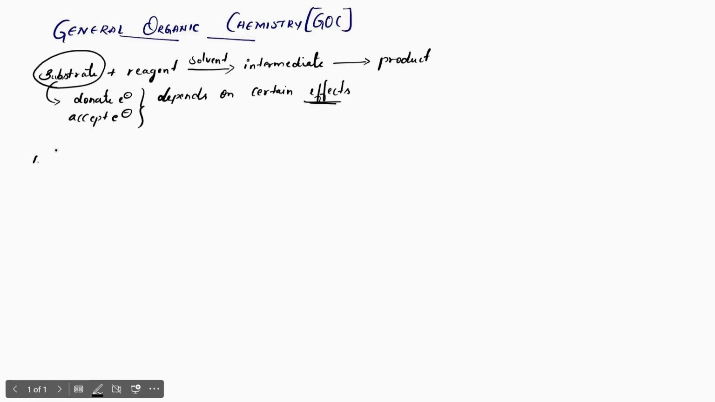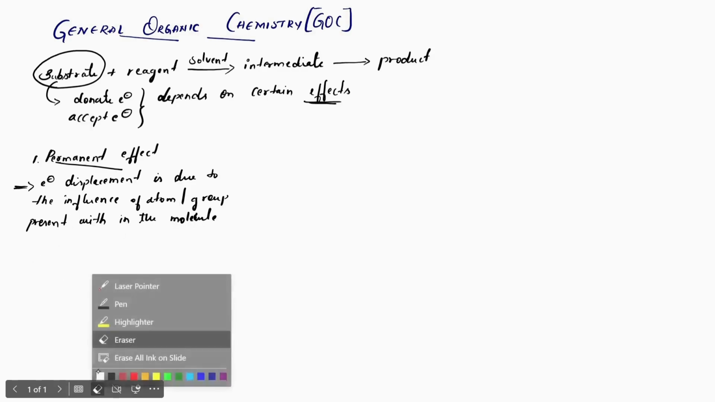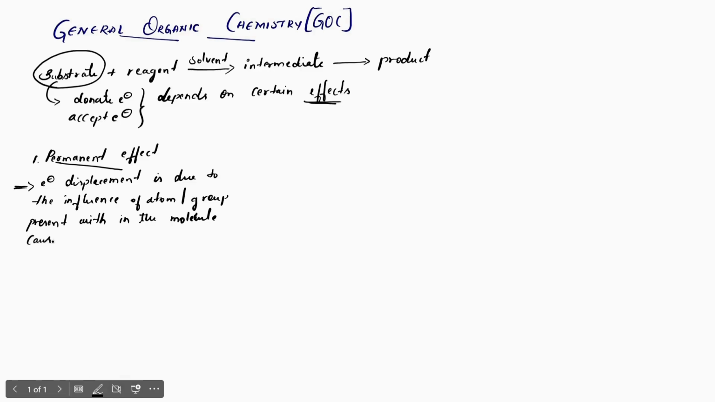First one is permanent effect. In the permanent effect, electron displacement is due to the influence of an atom or group present within the molecule, and this causes permanent polarization of the bond.